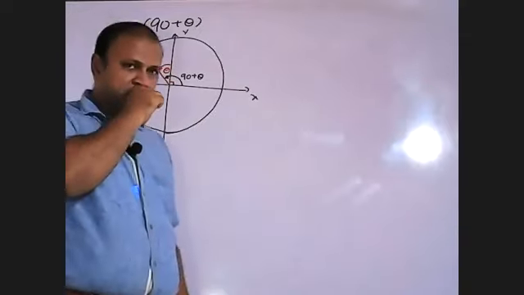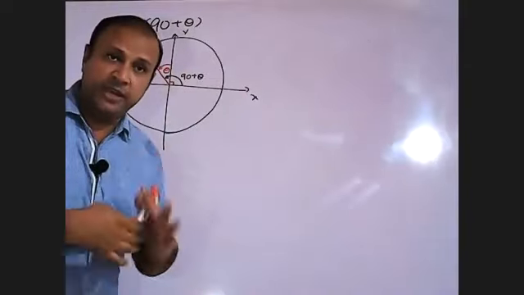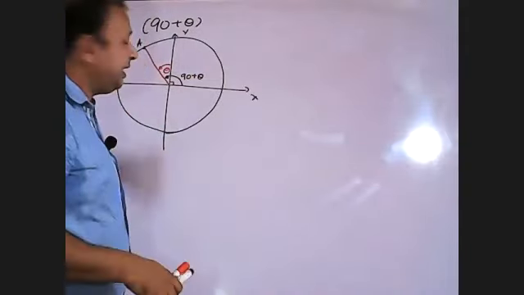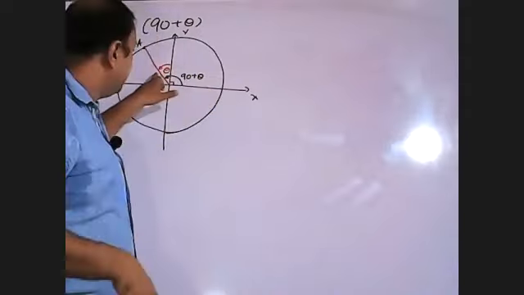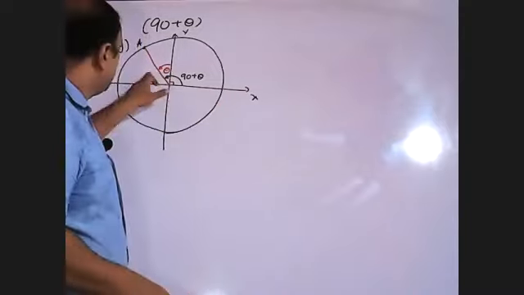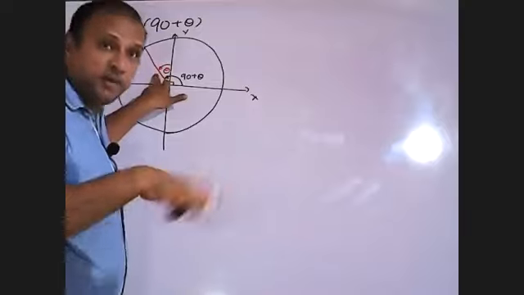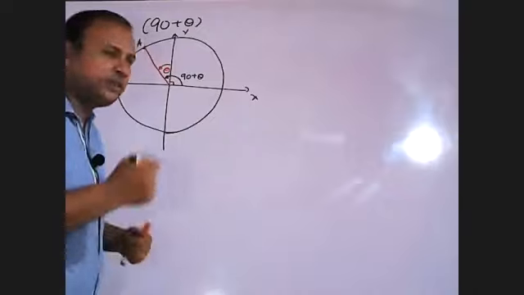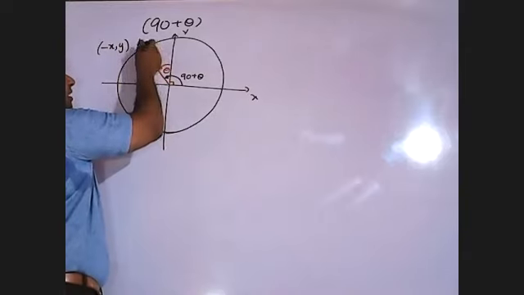But my aim is to build a relationship between the trigonometric ratios of 90 plus theta and the trigonometric ratios of theta. Therefore, you should take trigonometric ratios of theta. To take trigonometric ratios of theta, you have to construct a right angle triangle.